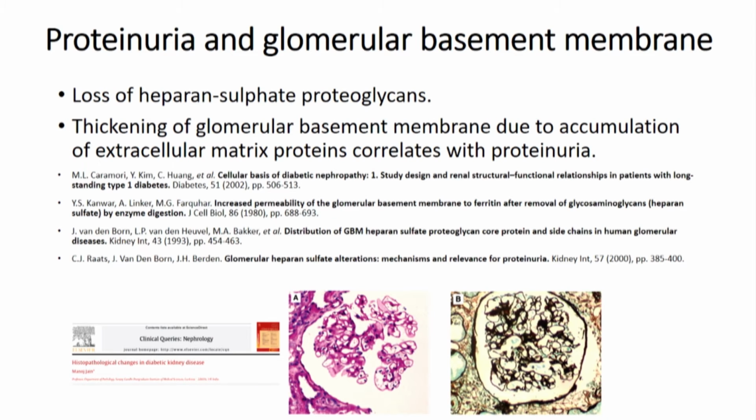The authors also connected increased permeability of the glomerular basement membrane with the loss of heparan sulfate proteoglycans, and with thickening of the glomerular basement membrane due to the accumulation of extracellular matrix proteins.